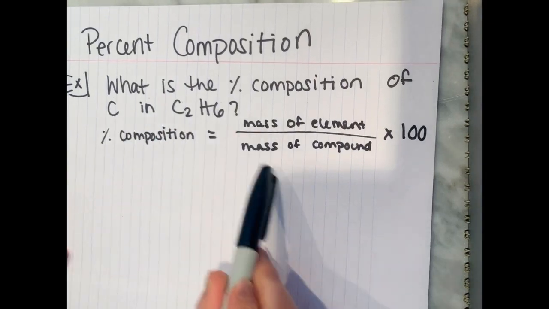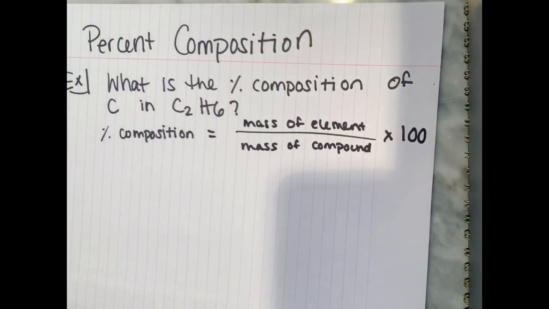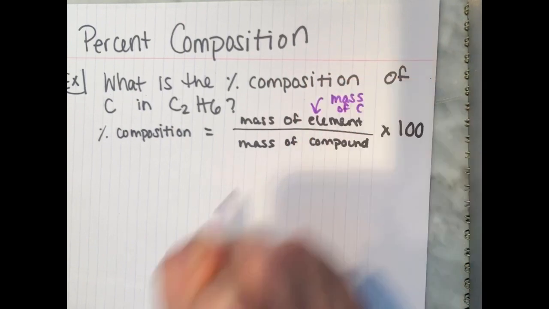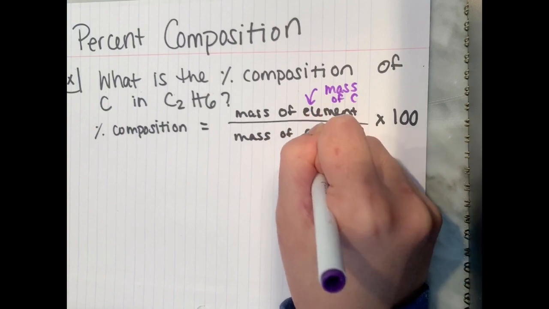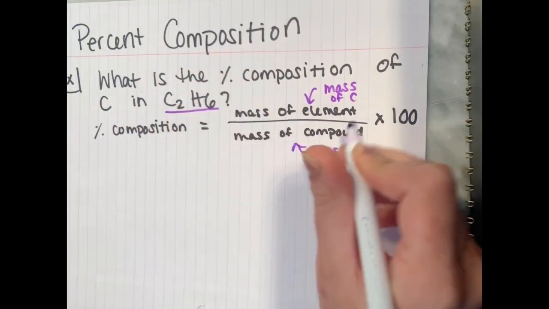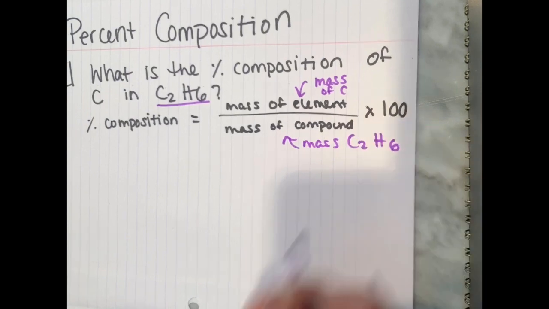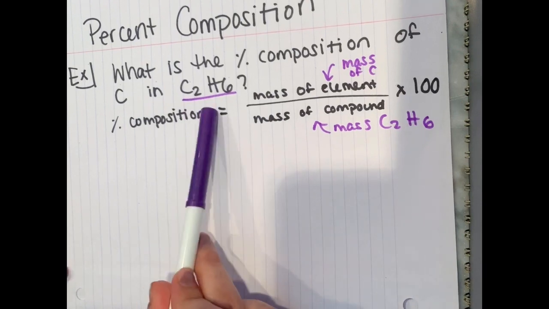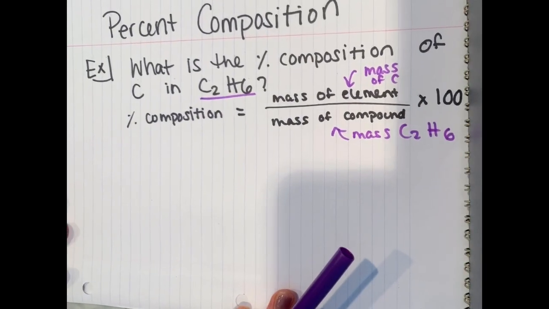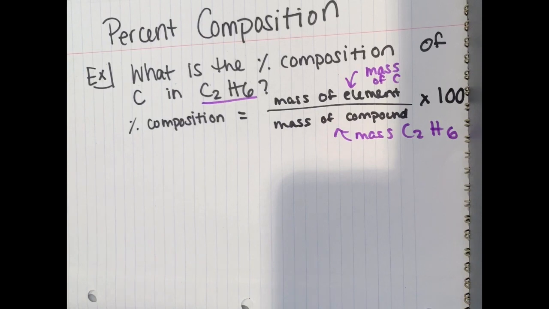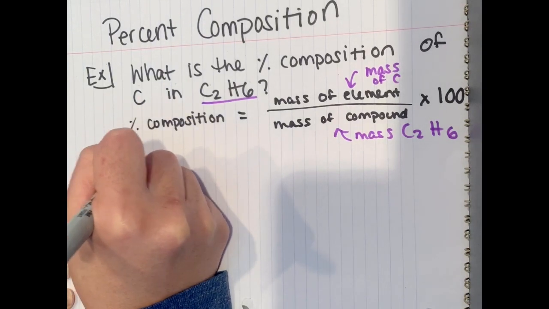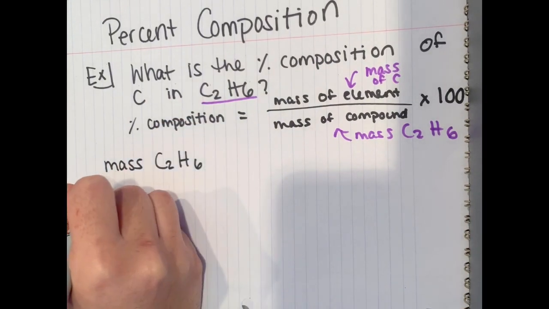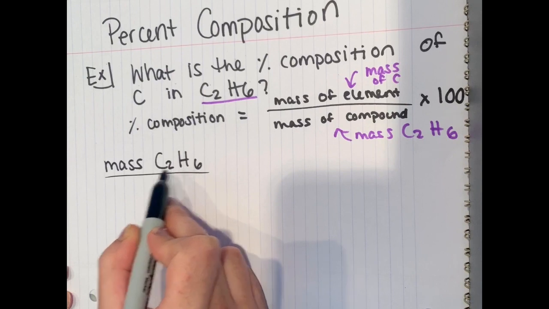According to my problem, the mass of my element is going to be the total mass of carbon, and the mass of the compound will be the mass of C2H6. So first let's calculate the whole mass of the compound, which was what last class's lesson was about. I'm going to figure out the mass of C2H6. Using my periodic table, I'm going to have to look up the atomic weight for each element.